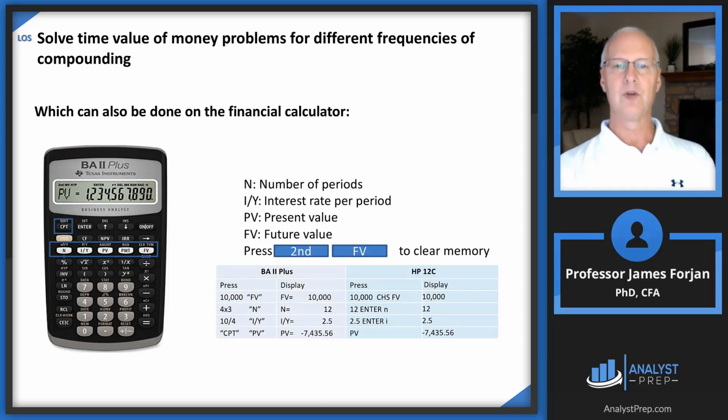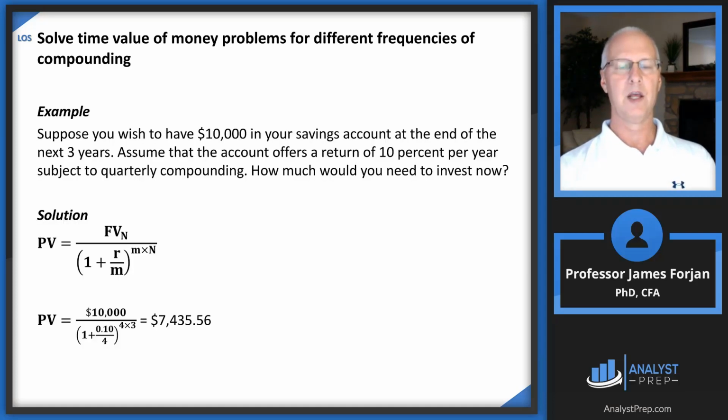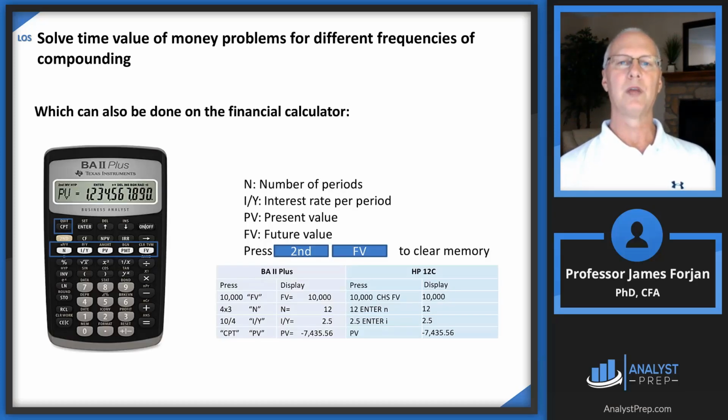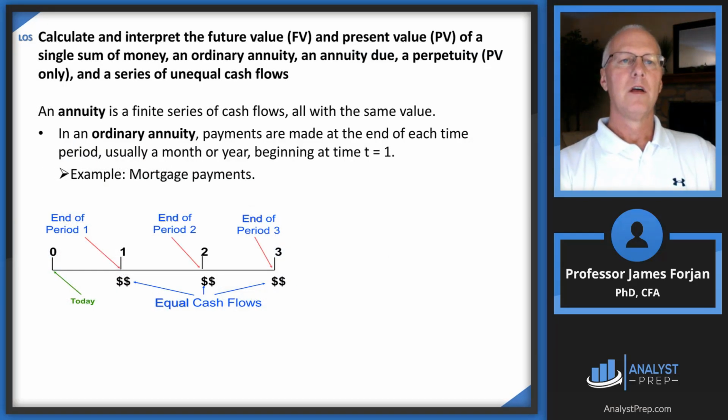I will allow you to pause the video to make certain that you can compute that 7435. So in the previous slide, using the formula, we got 7435. And here, using both calculators, we get 7435. The next LOS asks us to calculate and interpret future values and present values of a single sum, an ordinary annuity, an annuity due, a perpetual annuity, and a series of unequal cash flows.